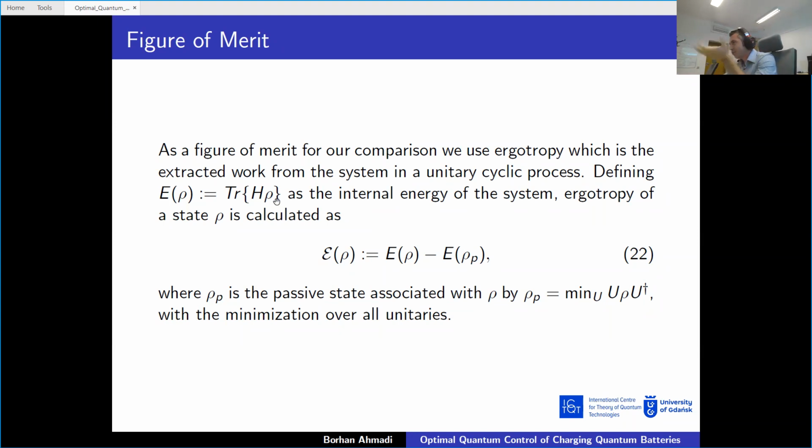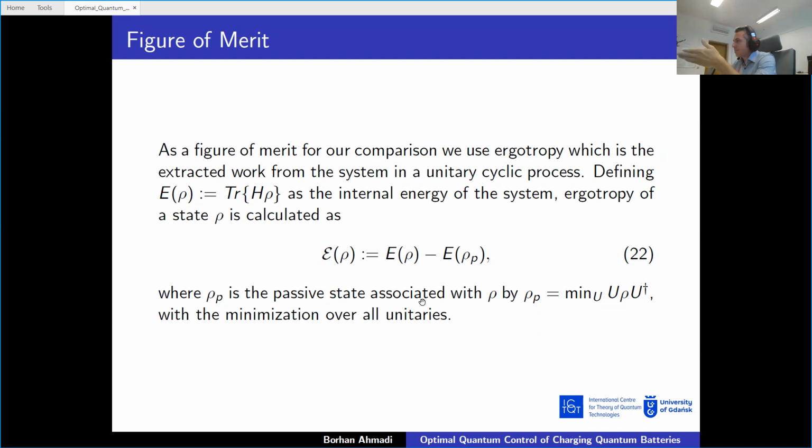Then you apply a unitary to this system, taking rho to some other rho prime. The difference between the energy will be E rho minus E rho prime, and when E rho is the minimum energy, so that from it you cannot extract any more energy in this cyclic process, then epsilon rho becomes maximum. And this maximum amount of work extraction is called ergotropy.